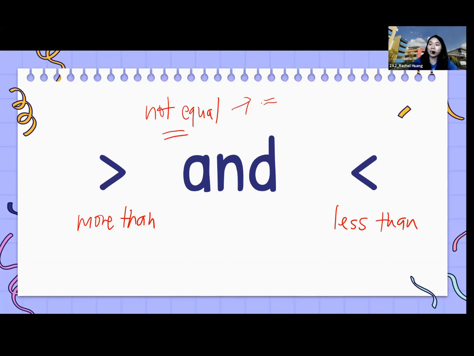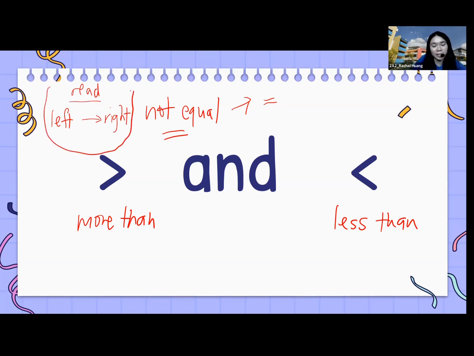Okay, so how do I actually read this sign? Equal is very simple because it's parallel. You can sort of guess that it is the same, right? But then for more than, what we do is that we read from the left to the right. So this is for the reading of the sign.